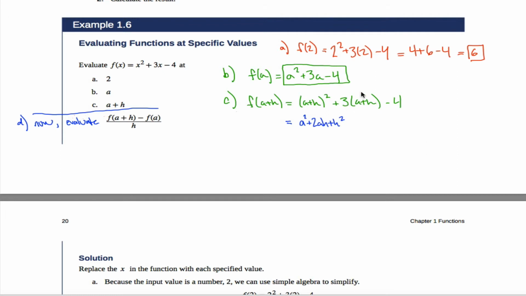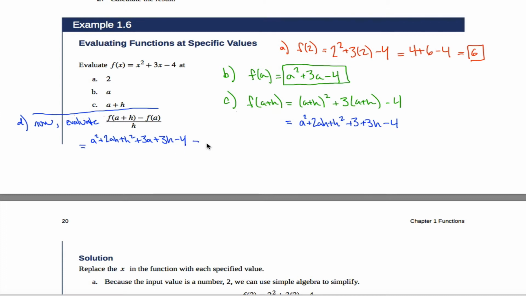I can get rid of these parentheses by taking the 3 and distributing it through to get 3a and 3h minus 4. And you might argue that this doesn't look any simpler, and I don't know that it is any simpler. I kind of prefer the green form. But I'm going to use this second form here when I evaluate, and the reason why is it will allow me to simplify things nicely. So I got a squared plus 2ah plus h squared plus 3a plus 3h minus 4. And that is just f of a plus h.